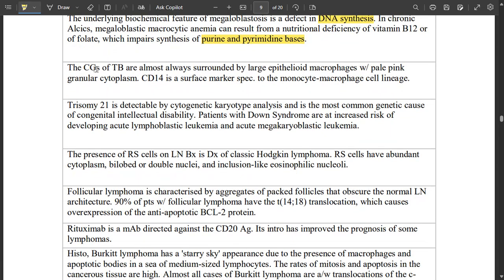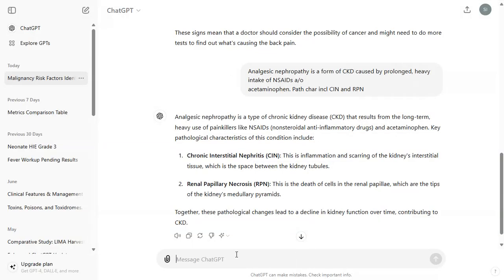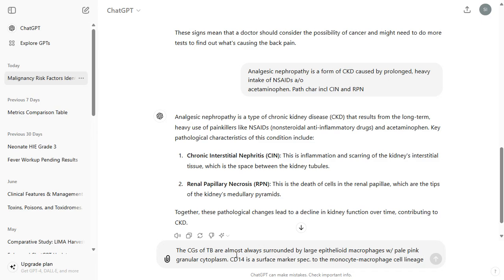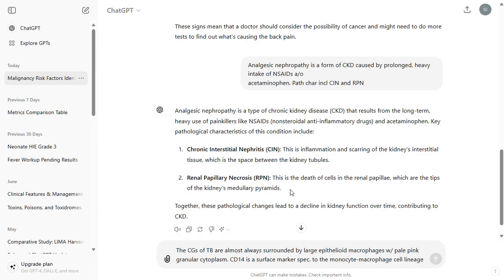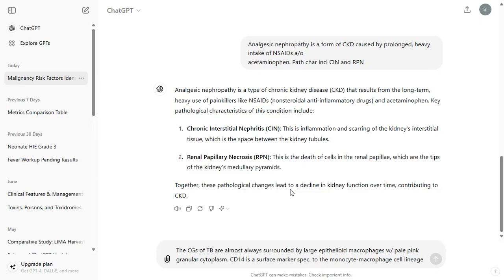Okay, the CGs of TB are almost surrounded by large epithelial macrophages. The chronic granulo. I don't know what the meaning of CGs of TB is. Let's go to the next. ChatGPT, and ask it to simplify this. All right, it's doing its job. I think it's doing its job properly.